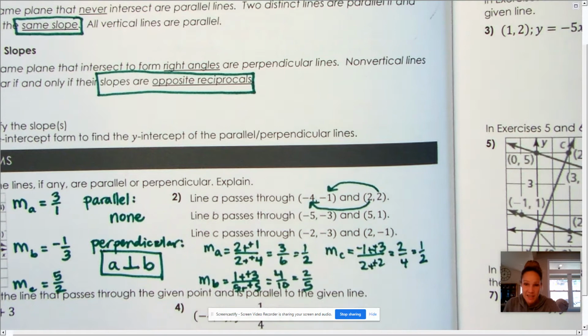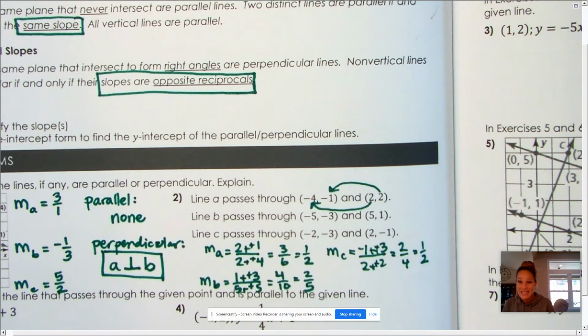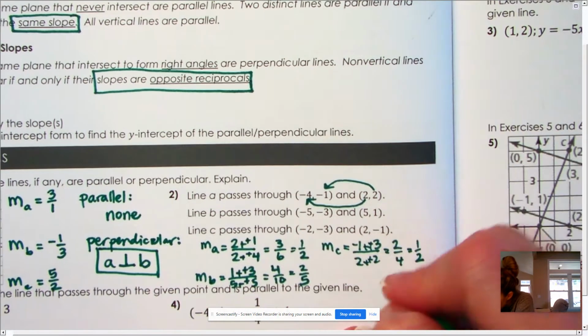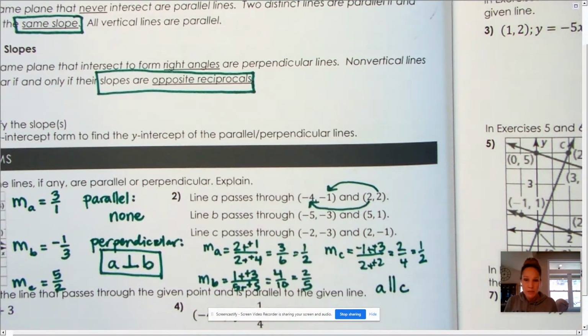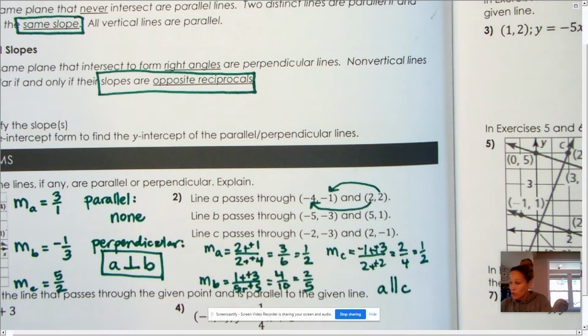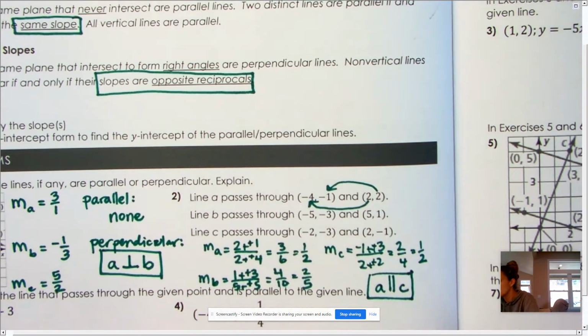So now the question is, are any of them parallel or any of them perpendicular? In order to be parallel, they would have to have the same slope. So I do have 2 lines with the same slope. So I know that A is parallel to C. Now I want to check for perpendicular. Do any of them have slopes that are flipped over and opposite signs, 1 plus, 1 minus? The answer to that would be no. So for this one, we just know about our parallel lines.